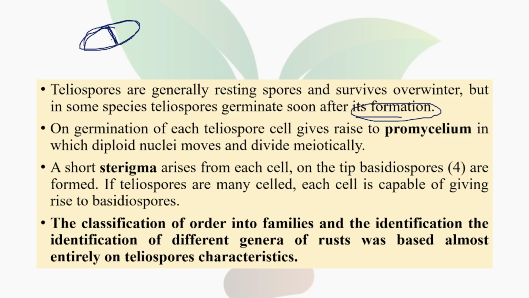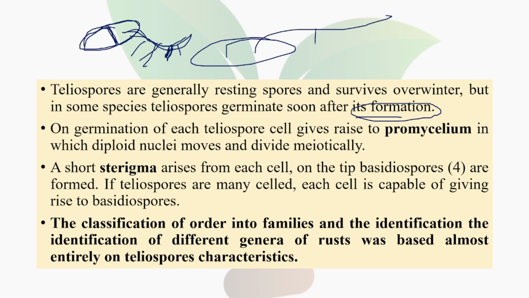If they germinate immediately, from this teliospore they will produce the promycelium. From this promycelium, 4 basidiospores are produced. Sterigma is also produced, right? See, this is the teliospore, another structure will come, this is called promycelium, and this is the sterigma. From the sterigma, 4 basidiospores are produced. Each basidiospore is uninucleate, right? 2 are plus, 2 are minus.